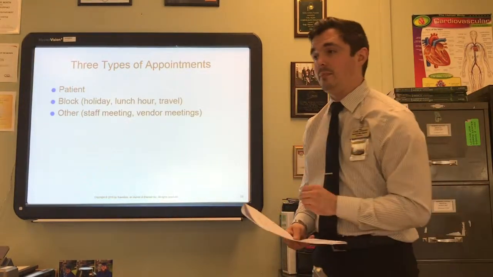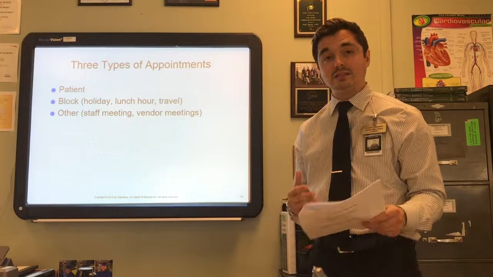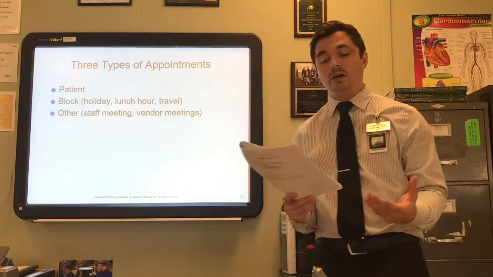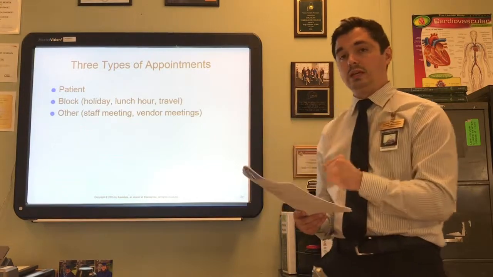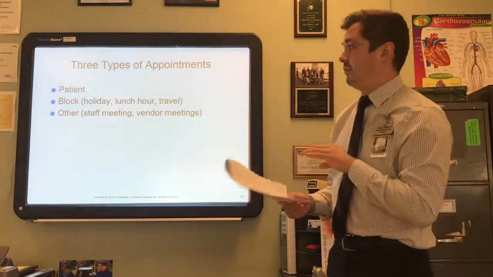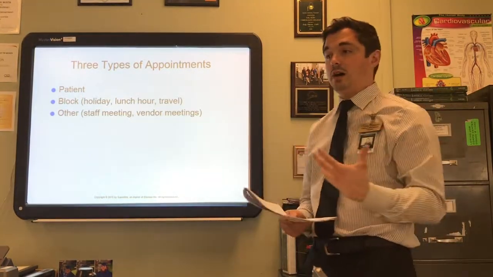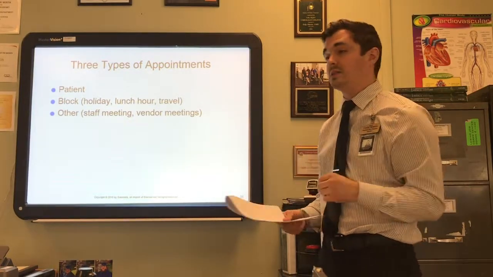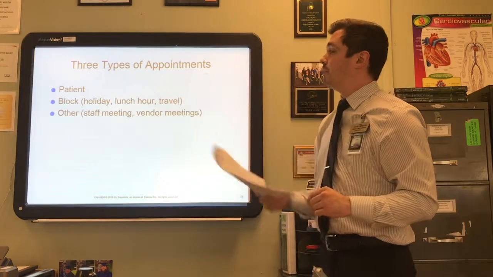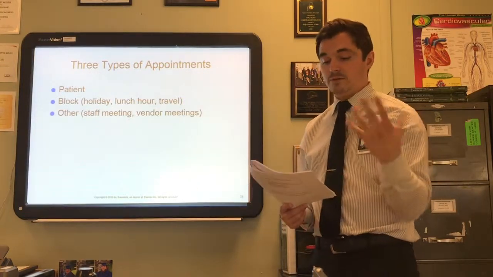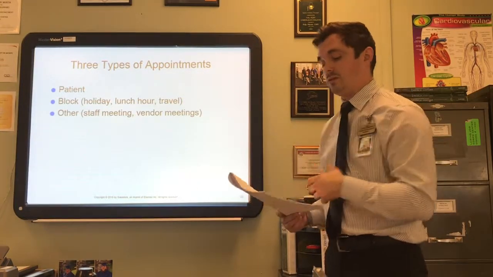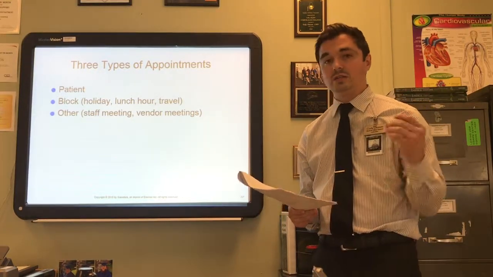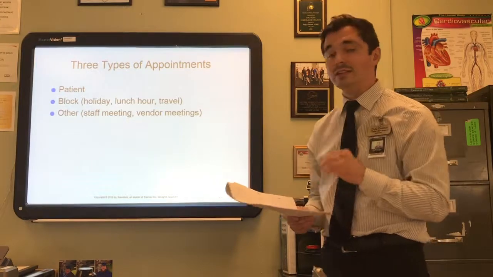So there's three types of appointments that you can enter into the SimChart. Appointments are entered into the system using the Add Appointment button on the left-hand side of the calendar once you get into the SimChart. Now there are three different types of appointments. You can schedule patient appointments, whether they are new patient, established patient, follow-ups, whatever it is. You can block out appointment times. Now this is good for holidays or lunch hours or travels or something like that. And then there's also an other appointment style, which you can do staff meetings and vendor meetings and things like that.